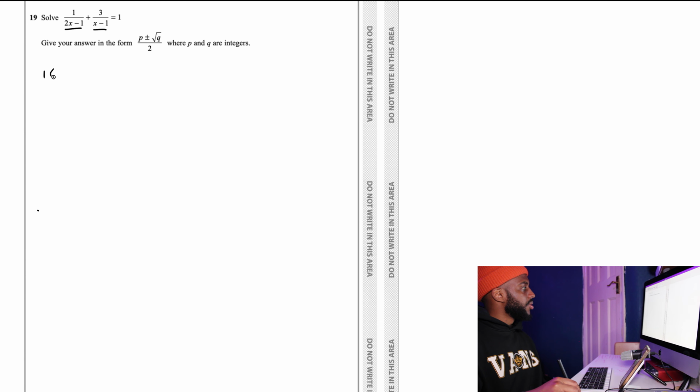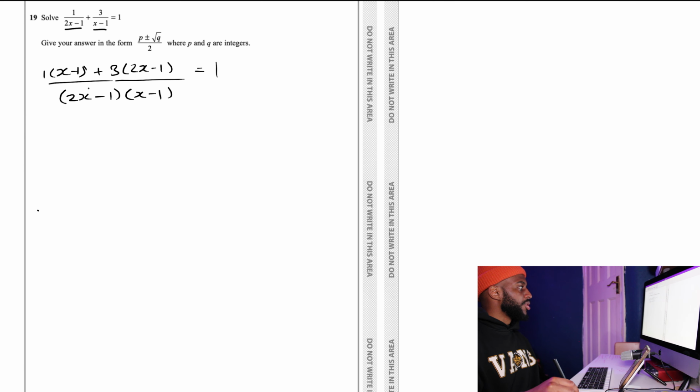We end up with 1 times (x minus 1), close the bracket, and then we get 3 times (2x minus 1). And we times the bottom denominators together, so (2x minus 1)(x minus 1), like that. So on the top, let's just expand that out. Times it by 1, that's just going to be x minus 1 plus 6x minus 3. And that's going to be equal to this denominator times by 1, which is just how it is.